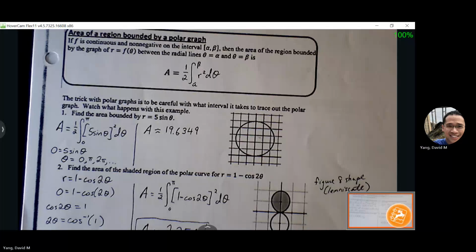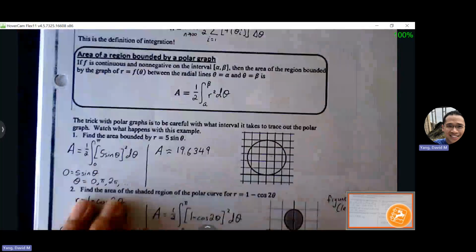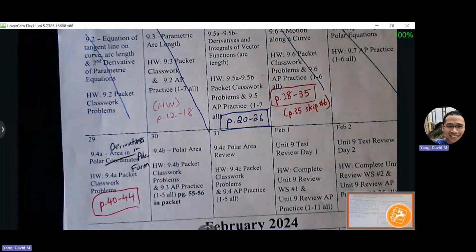So we'll spend most of our time just going over this. I don't think we need to jump into the area bounded by 2 polar curves till tomorrow. So we'll spend most of our time today. If we have time, we can always go to the next topic, but we definitely want to get more comfortable with this before we move on. So page 46.